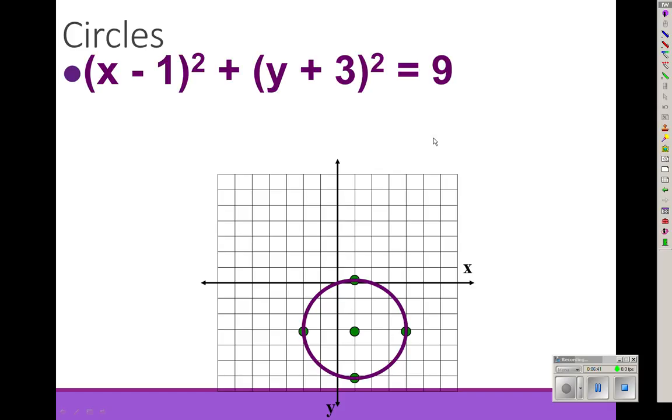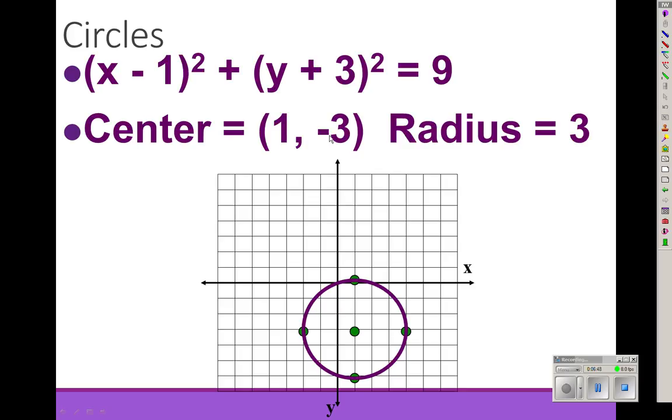So for this one, (x minus 1) squared plus (y plus 3) squared equals 9. The center is positive 1, negative 3, and the radius is 3. So you would plot positive 1, negative 3 right here for the center. And from the center, move 3 up, 3 right, 3 down, and 3 left, and then draw your circle through those points.